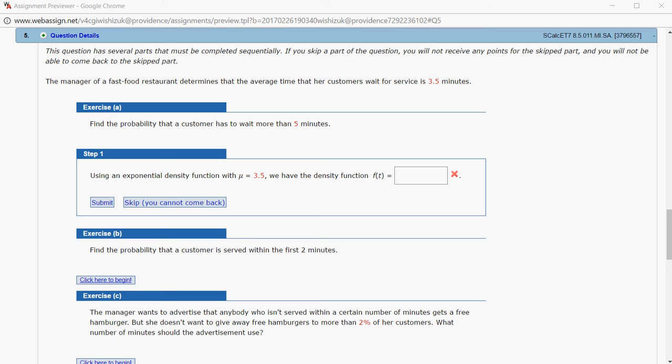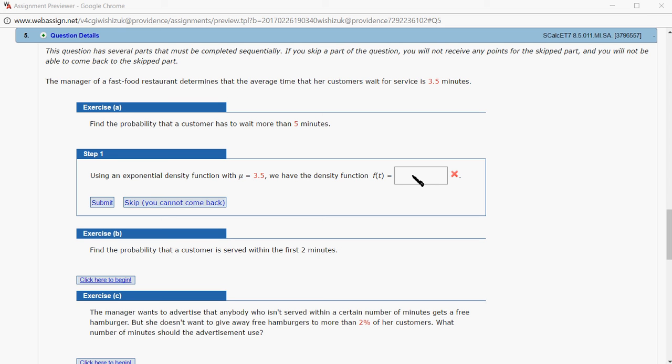Alright, let's look at homework 8.5, problem number 5. Let's look at part A, step 1. Use the exponential density function with mu equals 3.5. We have the density function. Remember that the exponential density function is c times e to the negative ct.